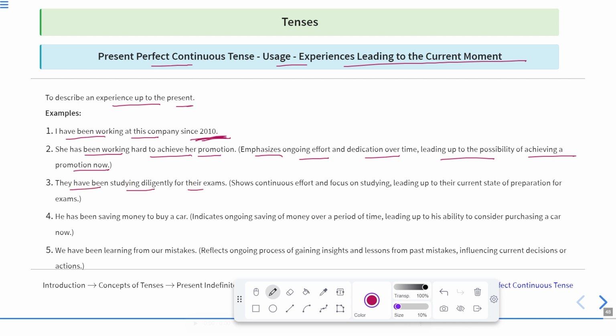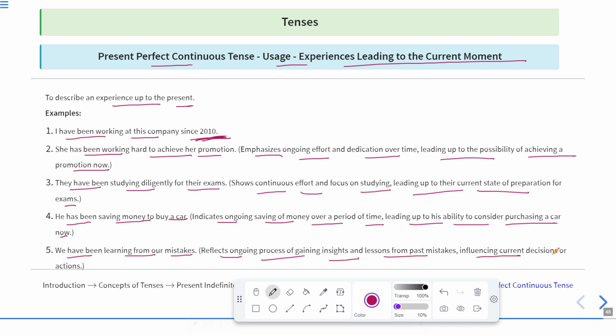They have been studying diligently for their exams, shows continuous effort and focus on studying, leading up to their current state of preparation for the exams. He has been saving money to buy a car, indicates ongoing saving of money over a period of time, leading up to his ability to consider purchasing a car now. We have been learning from our mistakes, reflects the ongoing process of gaining insights and lessons from past mistakes, influencing current decisions or actions. Okay, so these are the experiences which are leading into the present time as well.